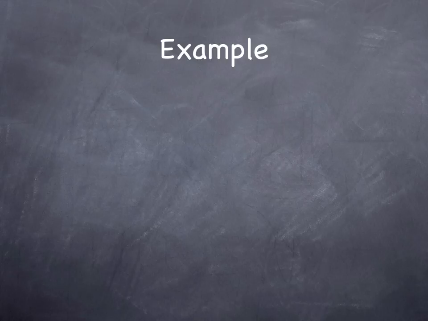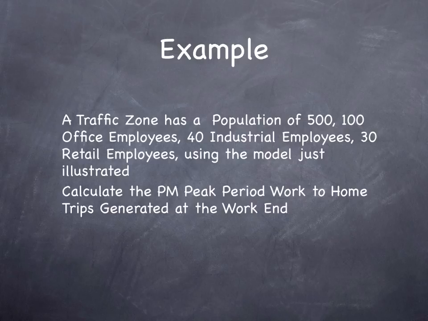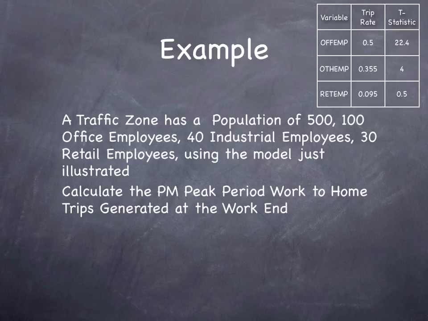So here we have a typical problem. If a traffic zone has a population of 500, 100 office employees, 40 industrial employees, 30 retail employees, using the model that's shown in the upper right, calculate the PM peak period work-to-home trips generated at the work end. All we're doing is we're solving this model using the data we have and plugging the rate multiplied by the factor that's affecting it.